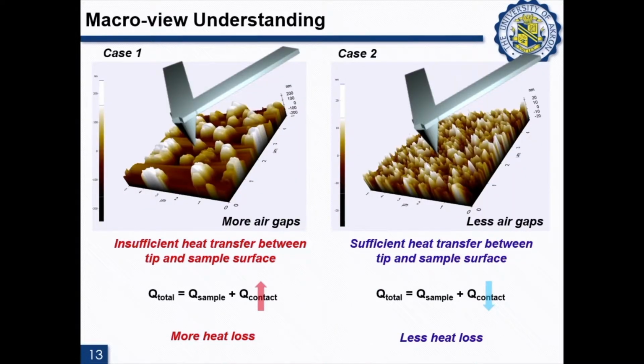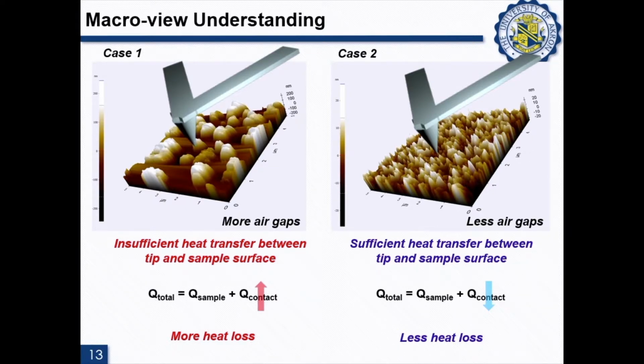So here is my understanding of the artifacts. First is the macroscale understanding. Case 1 and case 2 are two different contact situations based on different sample surface roughness. For case 1, the sample usually shows a high roughness value, and when the tip contacts the sample surface, there will be more gaps. And for case 2, when the sample surface is smooth enough, there will be fewer gaps.